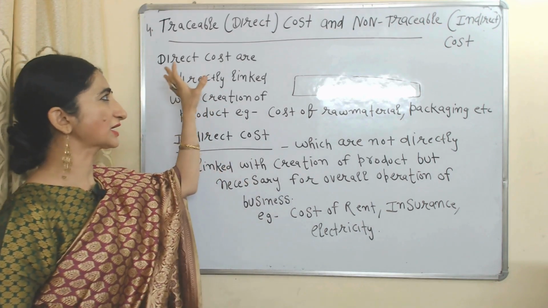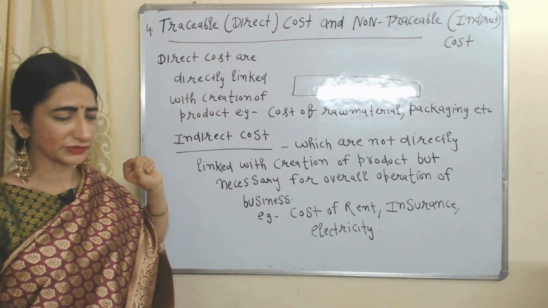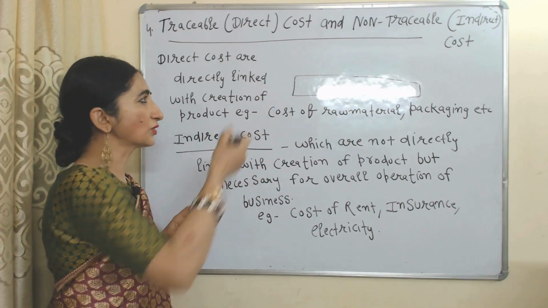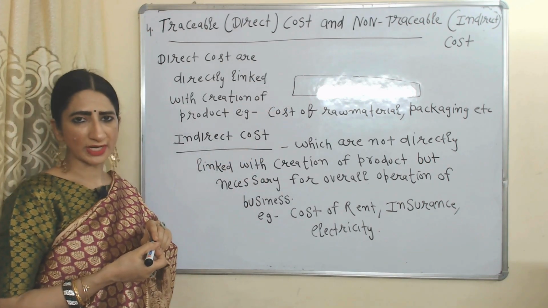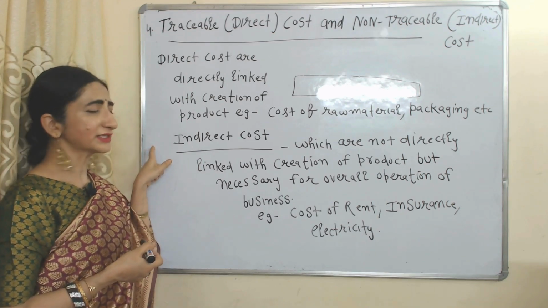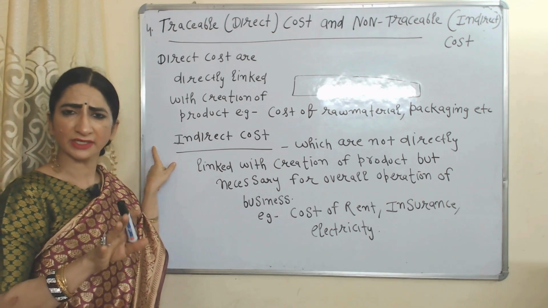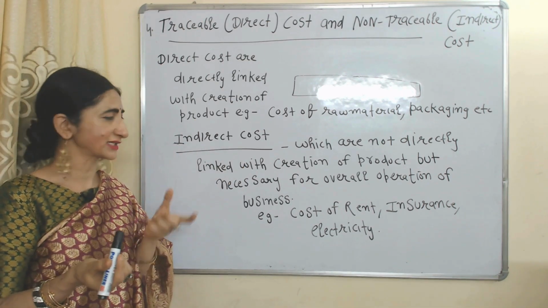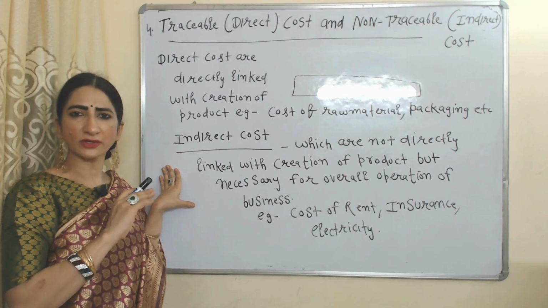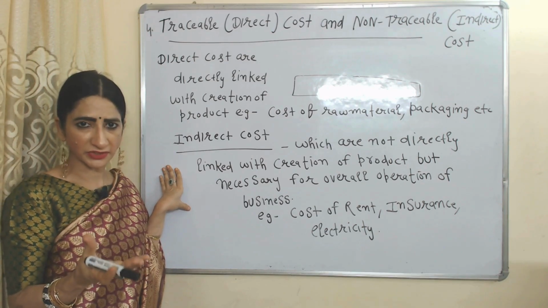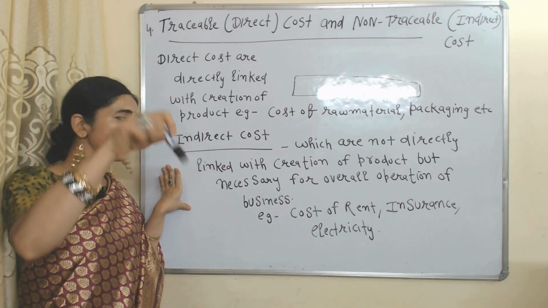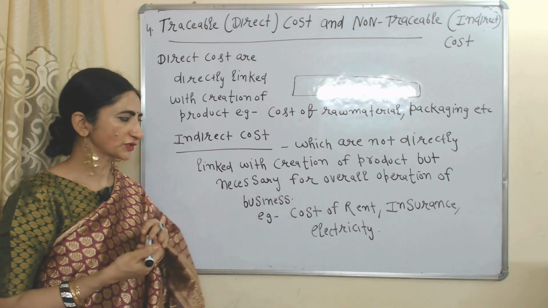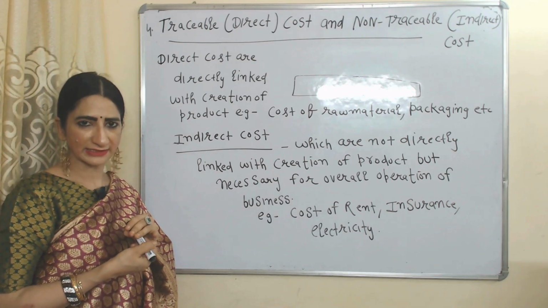Now we will see traceable and non-traceable cost. Traceable cost, also known as direct cost, and non-traceable cost, also known as indirect cost. Direct costs are directly linked with the creation of product. For example, cost of raw material, cost of packaging. But indirect costs are not directly linked with creation of product but necessary for overall operation of business. For example, cost of rent, cost of insurance and cost of electricity.